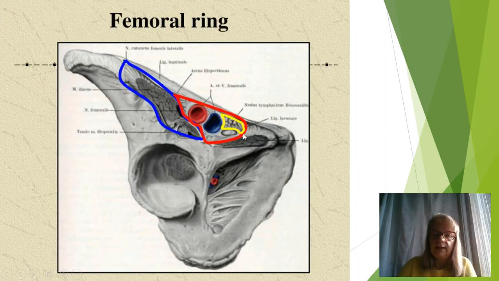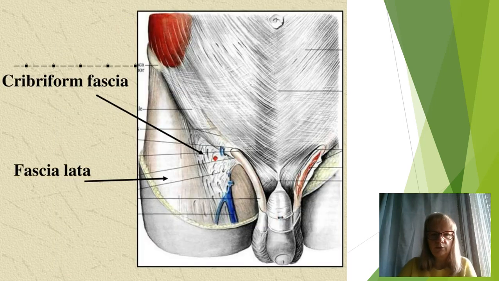Okay, medially to the lacuna vasorum, we will have one opening, surrounded by the yellow color. The femoral ring is a weakness place. It is located in the normal body, but it is a weakness place because sometimes a femoral hernia arises there. Femoral ring. More about that slightly later.